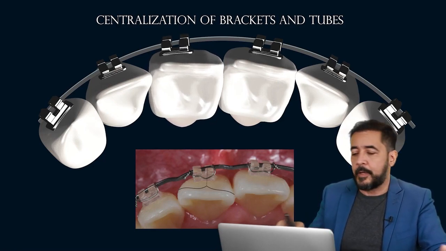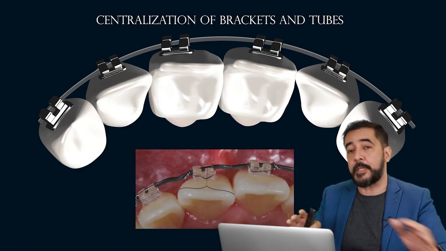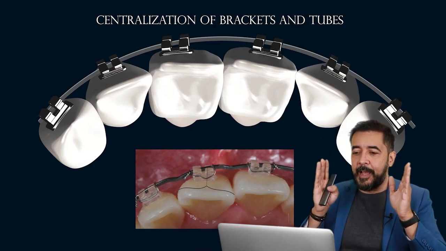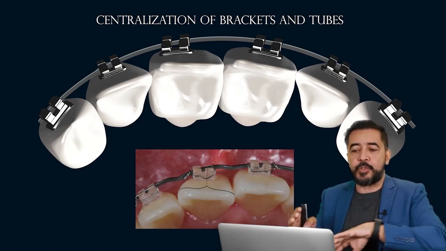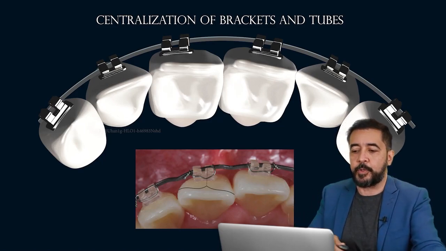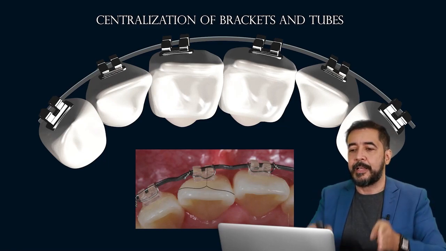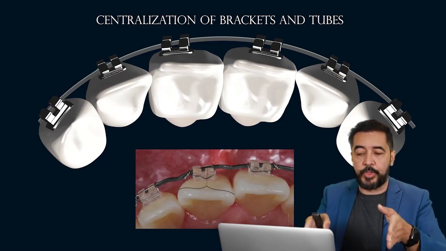We can do this very easily when you use bands, for example, a first order Z-band, but we are not talking about it now. We are just anticipating the errors. We are just trying to avoid the errors of the treatment, okay? So first thing, we have to centralize the bracket or the tube on the tooth.